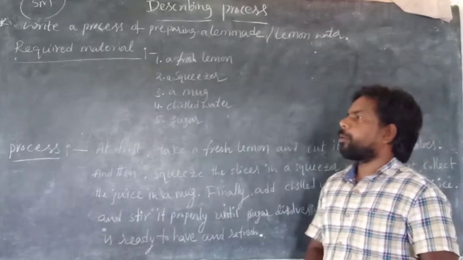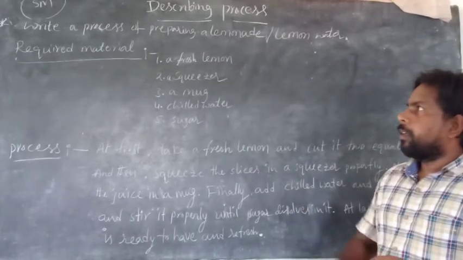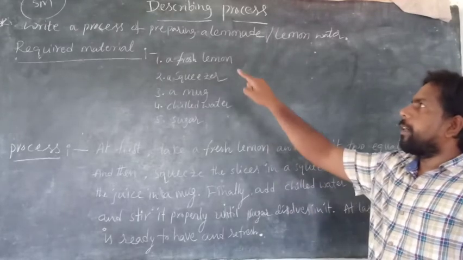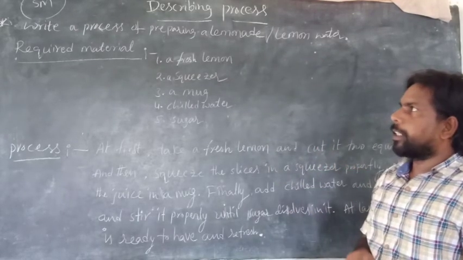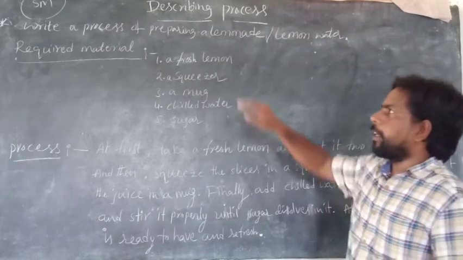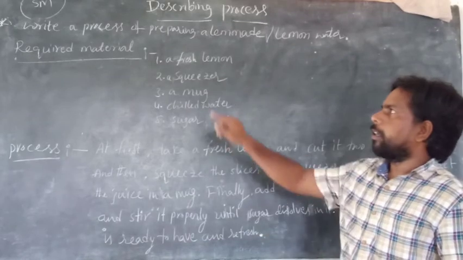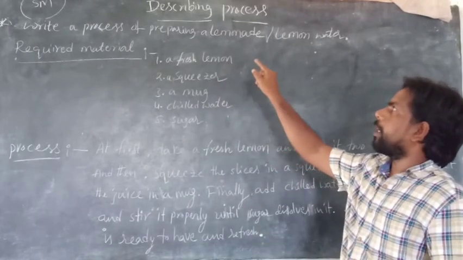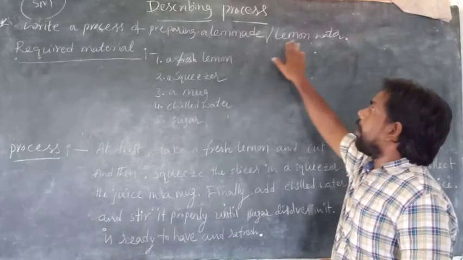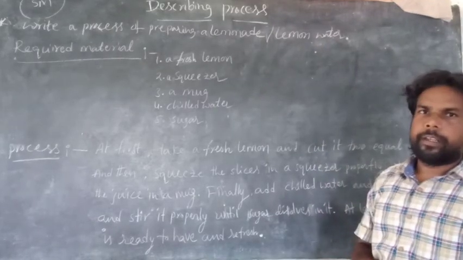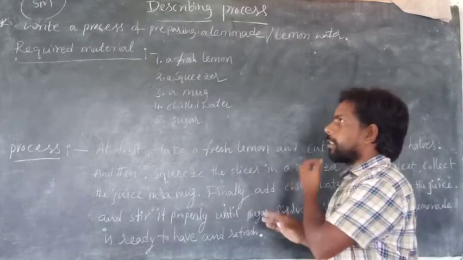In this session, I want to give you a model describing process. Look at that. Write a process of preparing a lemonade or lemon water. In your examination, you are given a question like this. Is it clear? Write a process of preparing a lemonade or lemon water. Lemonade is nothing but lemon water. Is it clear? Now you have to write in your examination like this.